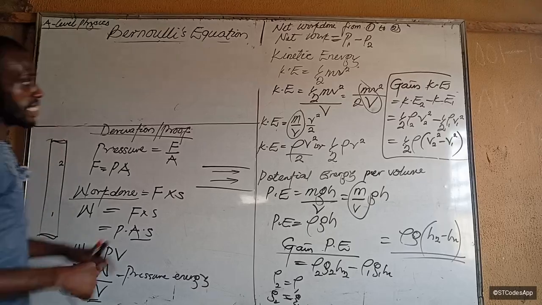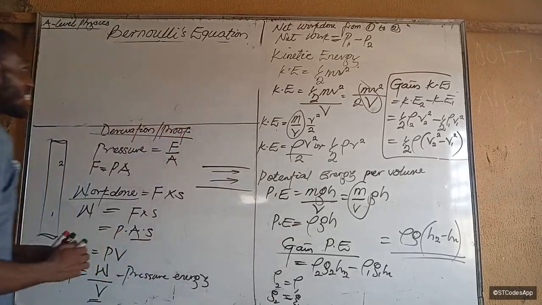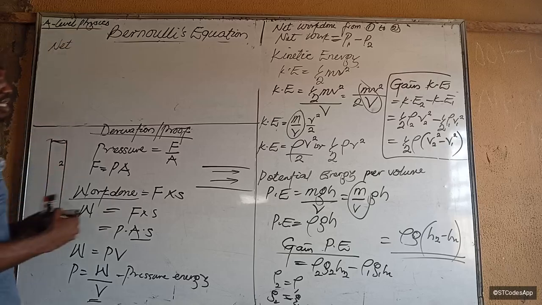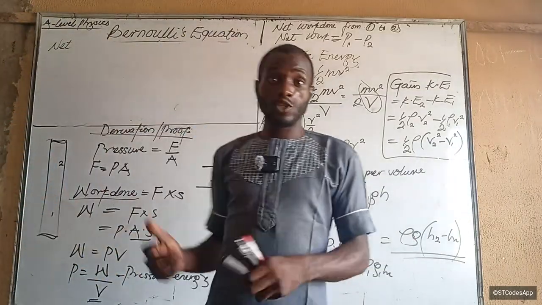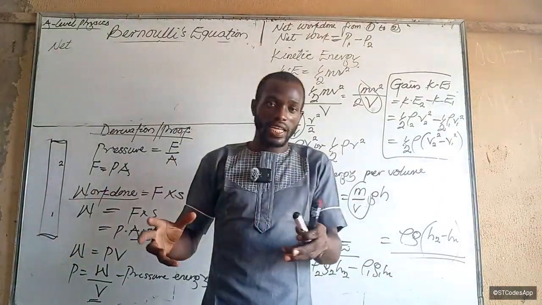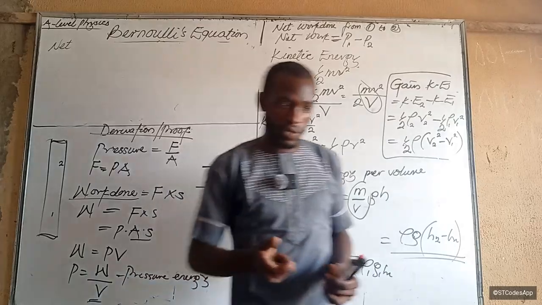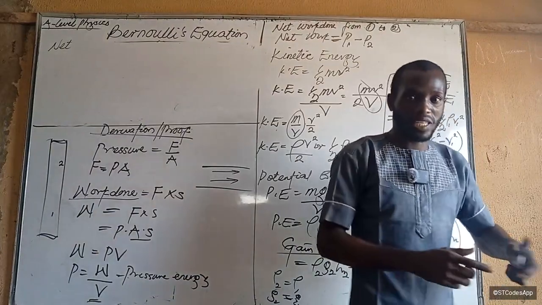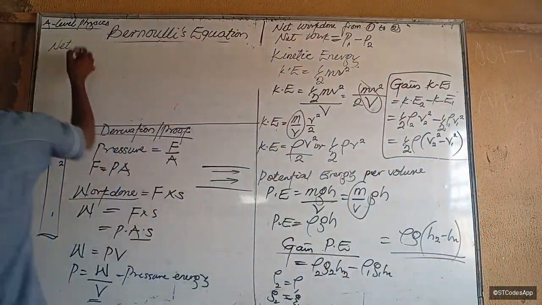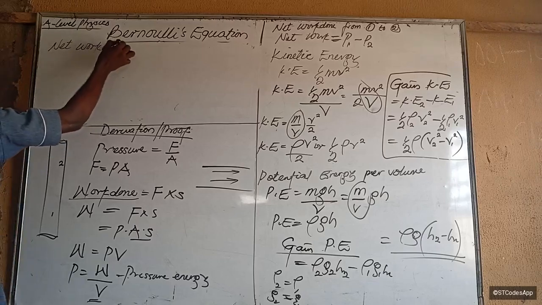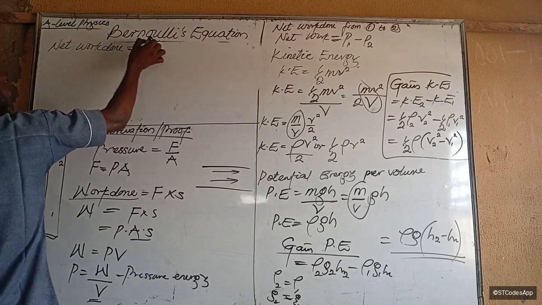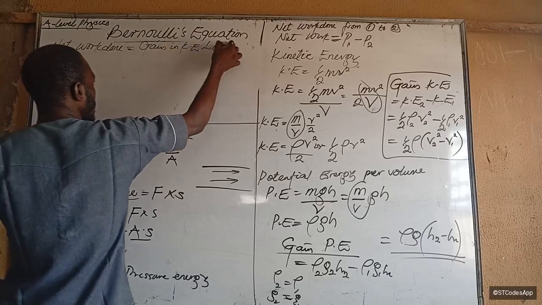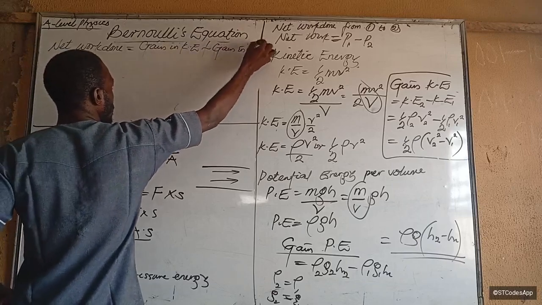Now, given all of these expressions, what is now the net work done? You know that the net work done is the total energy, the actual energy, which is going to be all the energy. So all the energy is mechanical. That is going to be kinetic energy plus potential energy. So we'll say that the net work done by the fluid is going to be the gain in kinetic energy plus the gain in potential energy.